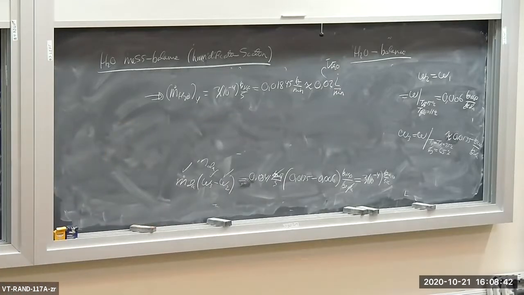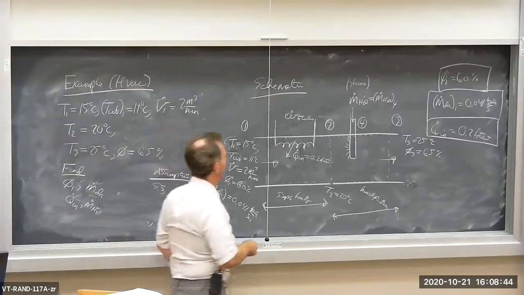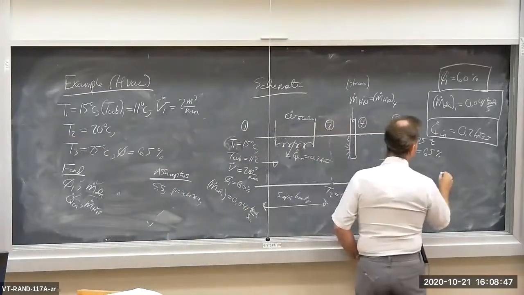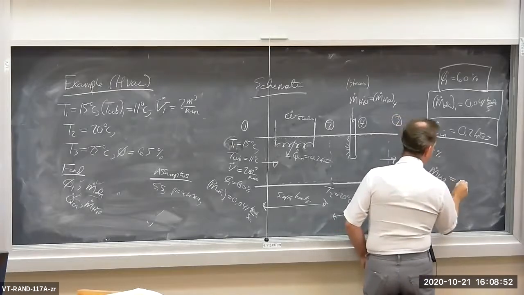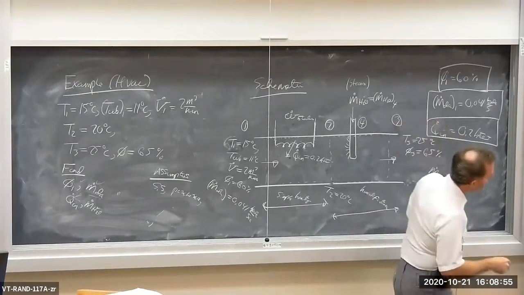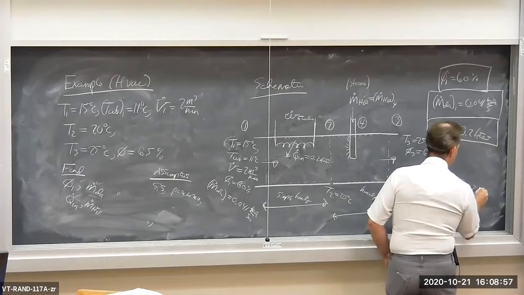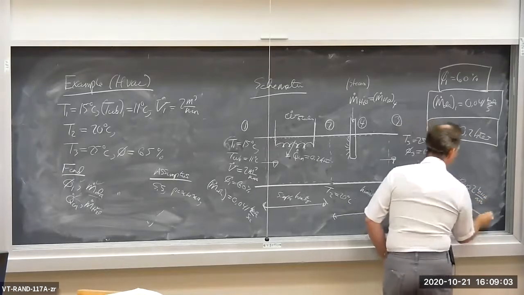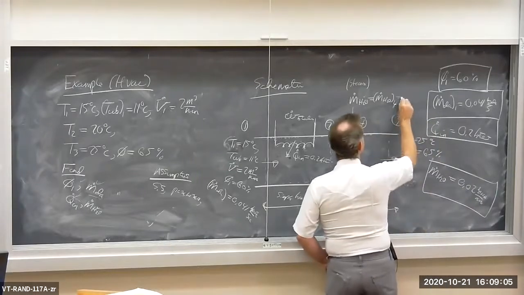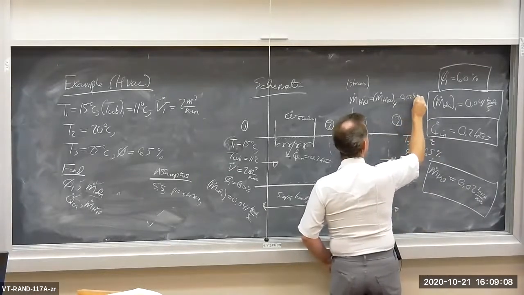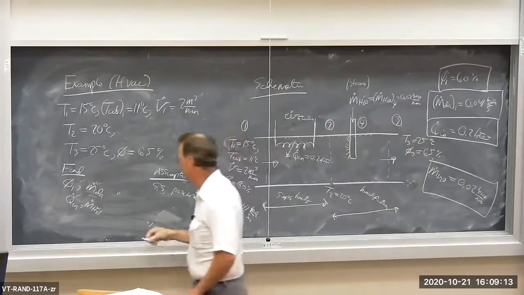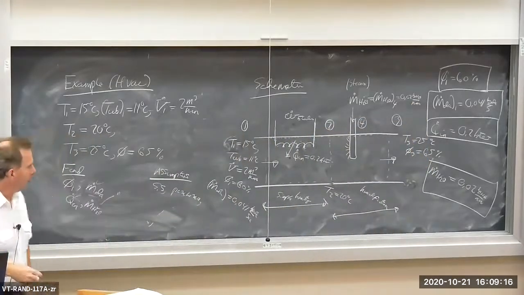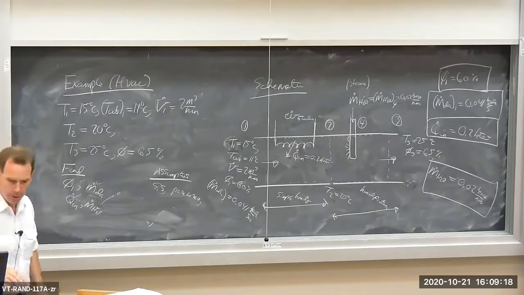Okay, so let's finish this up. This mass flow rate, so M dot H2O at location 4, it doesn't matter, 0.02 kilograms of H2O per minute, okay? Okay, that's it. Okay, so let's take a break for a second.